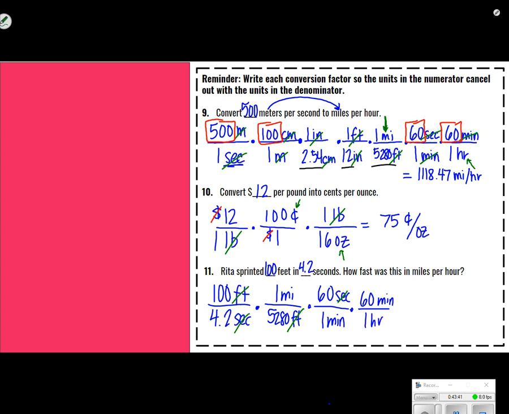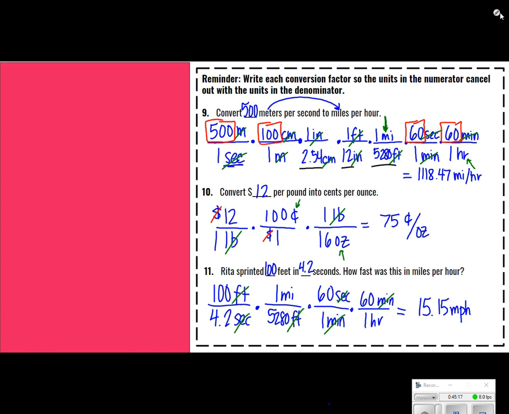And then I'm going to do 60 minutes in 1 hour. I think it's funny that a lot of people run shorter distances, but we really only understand things in terms of miles per hour because that's what cars drive in. All right, 100 times 60 times 60, and then I'm going to divide by 4.2, hit enter, and divide by 5,280. 15.15 miles per hour. Rita's fast. She's not Usain Bolt fast though, because he's, I think, the fastest human. Okay. All right.